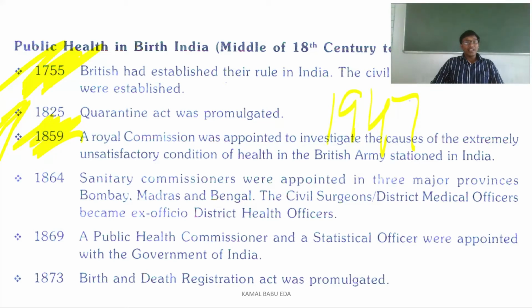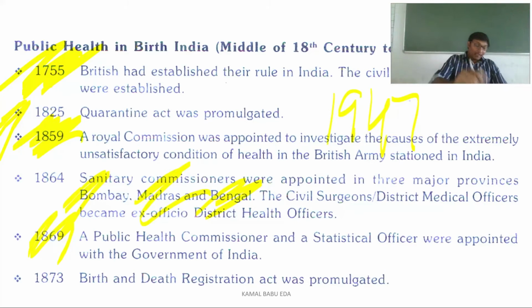And if you see the year 1864, sanitary commissioners were appointed in three major provinces: Bombay, Madras, and Bengal. The civil surgeons or the district medical officers became ex-officio district health officers. In the year 1869, a public health commissioner and a statistical officer were appointed with the government of India. And in the year 1873, the Birth and Death Registration Act was promulgated.